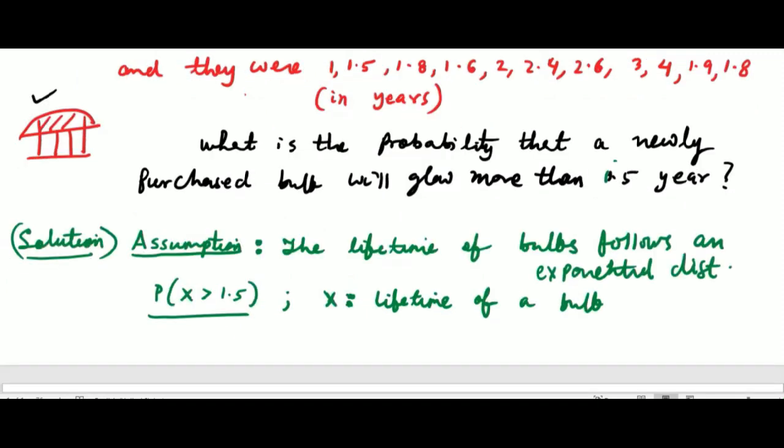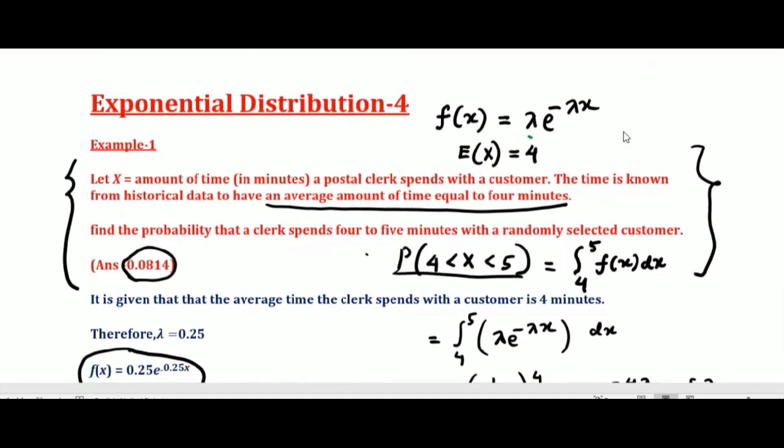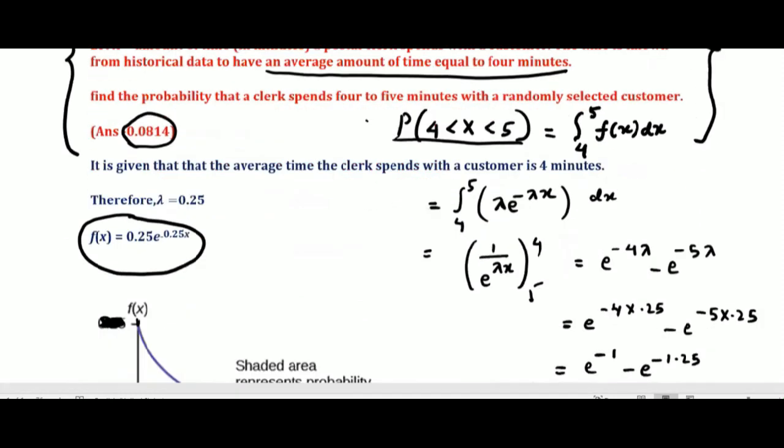You need to estimate lambda. See the difference between this problem and the other problem. Here, E[X] = 4 was directly given, so 1 by lambda is given, and we found lambda. It was very easy, and no sample is given. Here, totally sample is given.